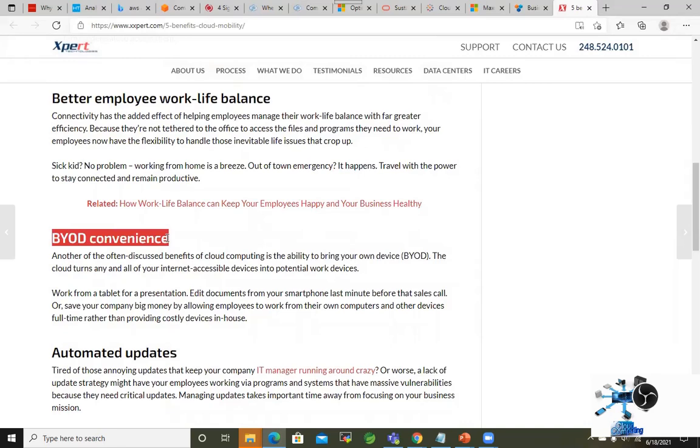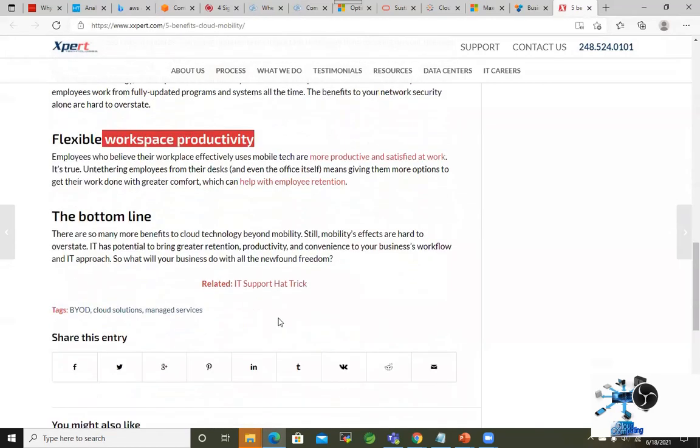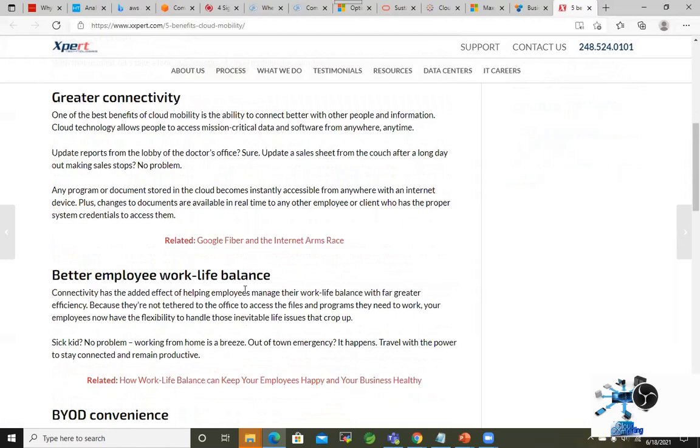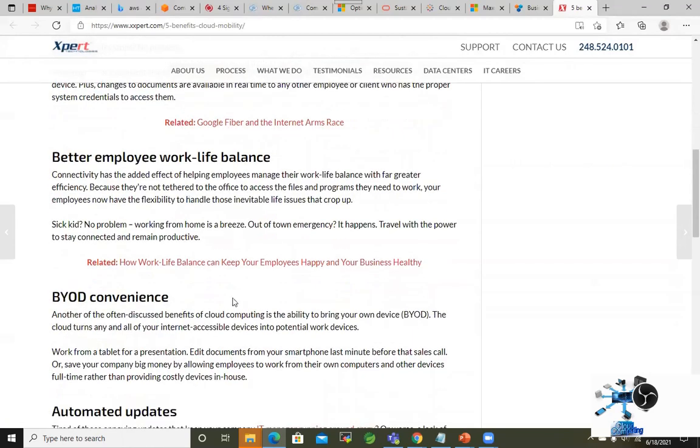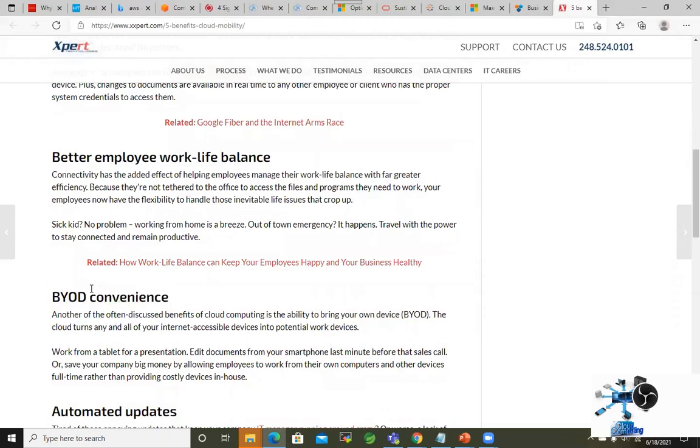Bring your own device concept, right? Automated updates, flexible workspace, productivity. These are benefits of mobility. Of course, cloud mobility means data is accessible from anywhere, anytime, right? And we know the BYOD, bring your own device concept, has been there in the market, but now, with this COVID situation, rather than bringing your own device to the office, it has become work from home. So we have these equivalents: BYOD and work from home.